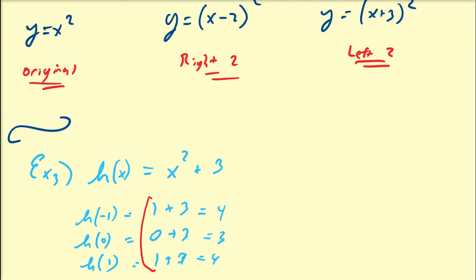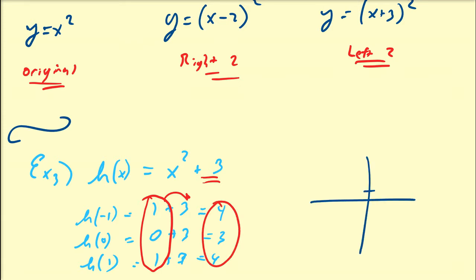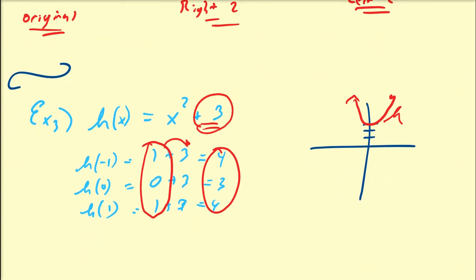So notice that we have the original y values, and we add to it 3 units, and we get our new y values. So if we graph all those points and shift everything up 3 units, this is going to be the graph of h of x. So this plus 3 implies up 3 units.